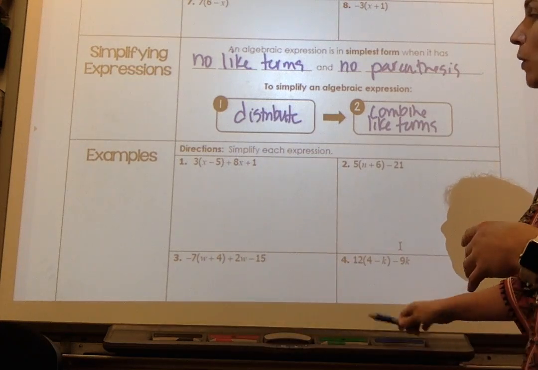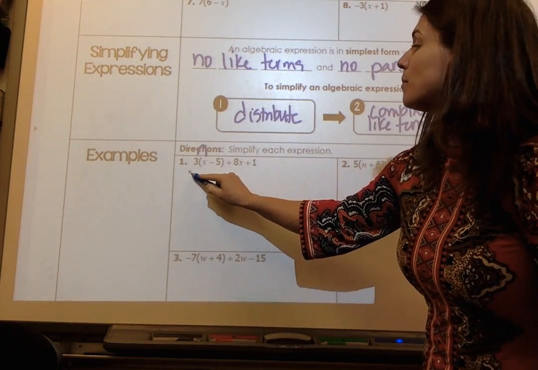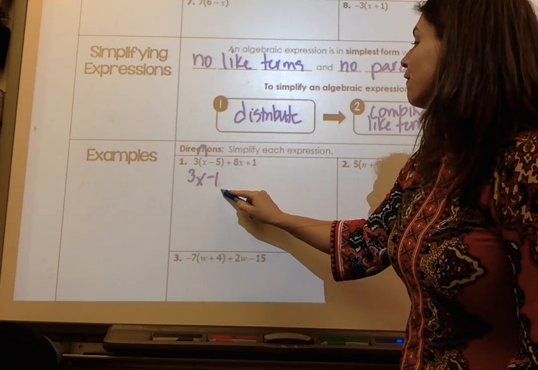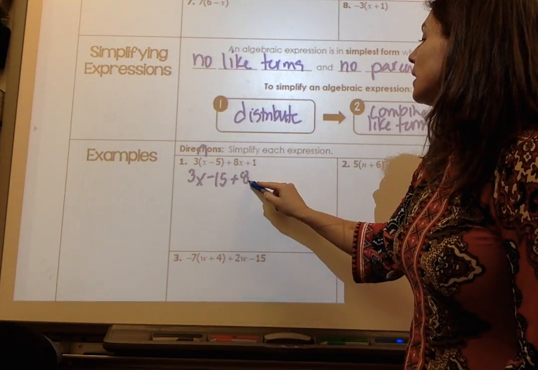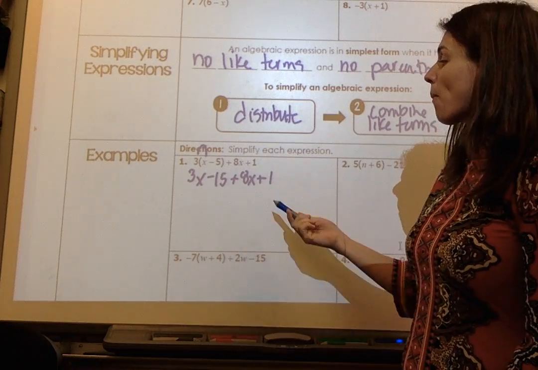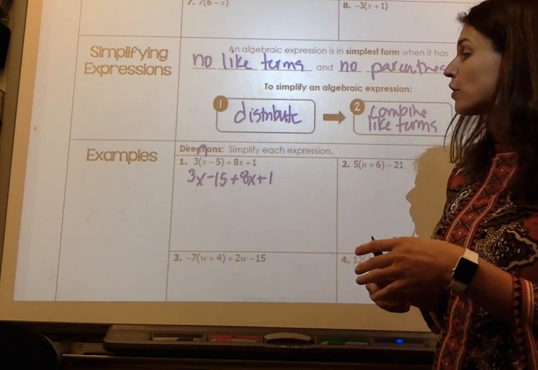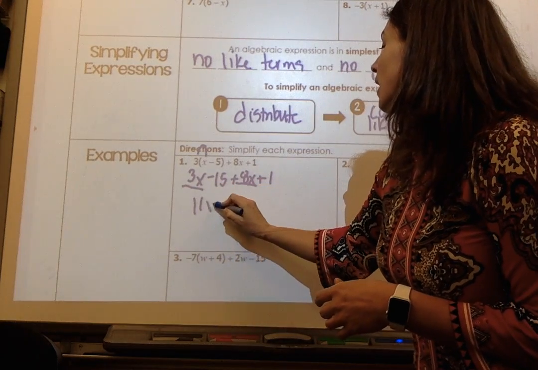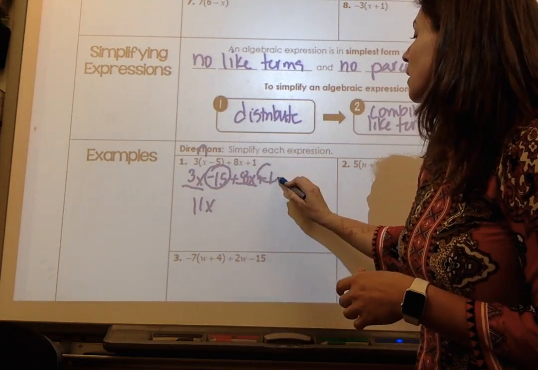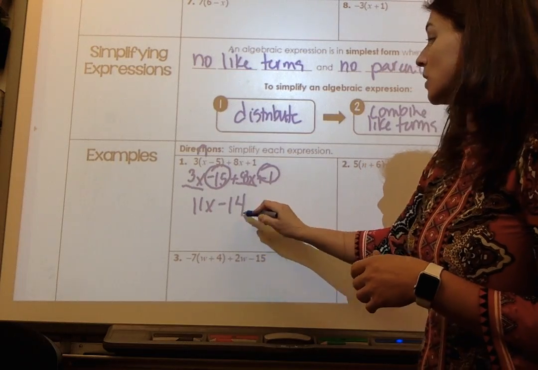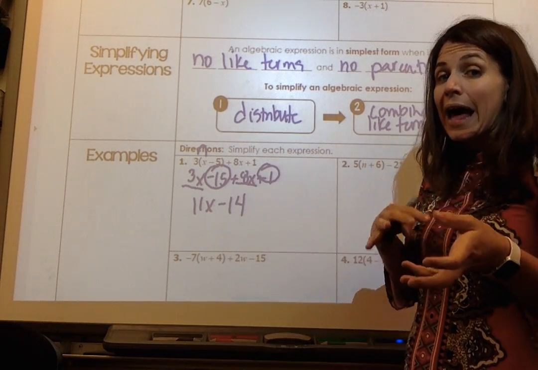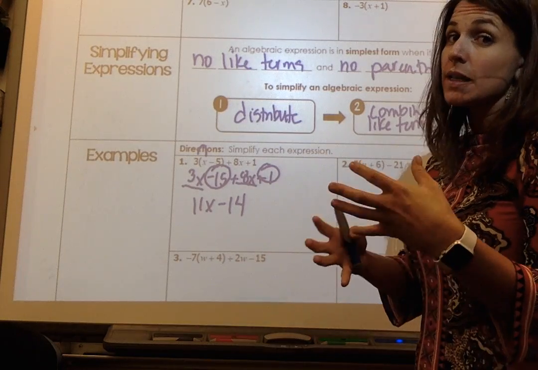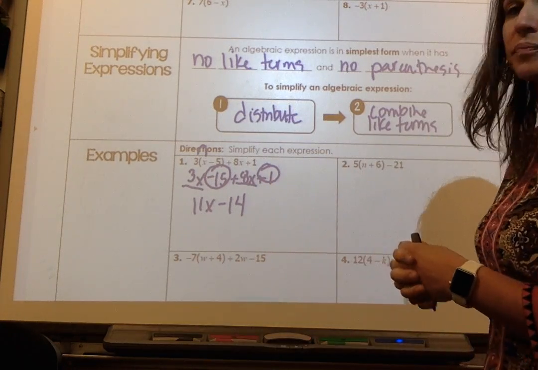So I'm going to distribute this 3. So 3 times x is 3x. 3 times negative 5 is negative 15. I'm going to complete out this expression. And now I'm going to combine my like terms. So I have 3x and 8x is 11x. And negative 15 and a positive 1 is negative 14. Remember, we're not adding and subtracting, we're combining like terms. So there are positives and negatives, and then we simplify.